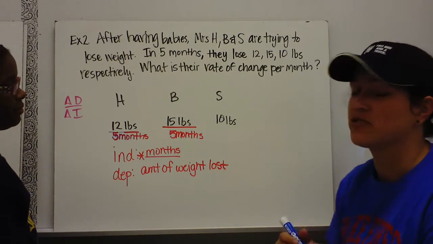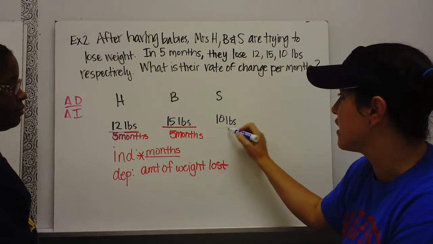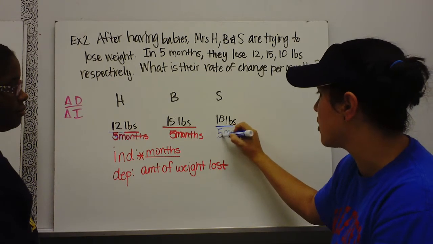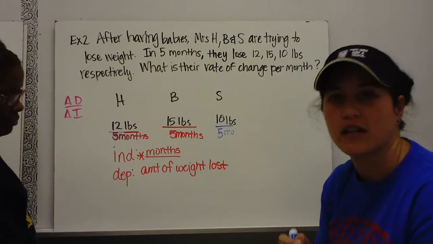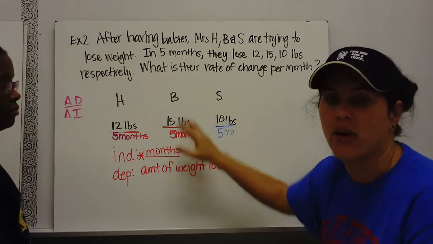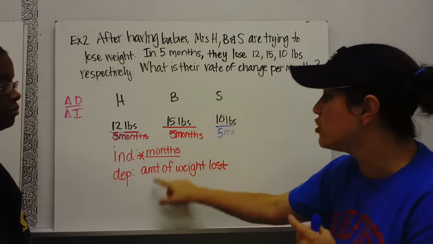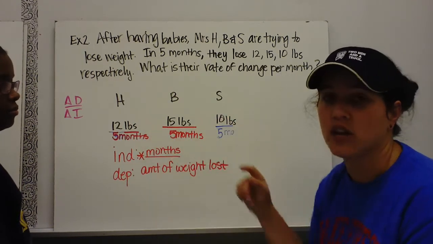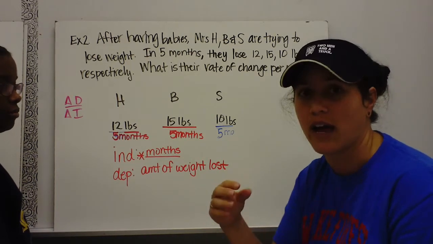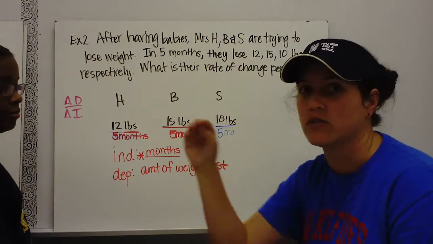And then Miss Schuler just recently had her baby, so she's lost 10 pounds in 5 months. So that is her rate of change. So in context, we're talking about amount of weight lost. So our rate of change doesn't need to be negative because we are losing this weight. If we talked about how much we actually weigh, then that number would decrease because we'd start and then we'd lose and lose and lose.